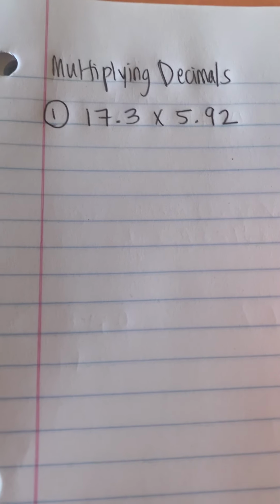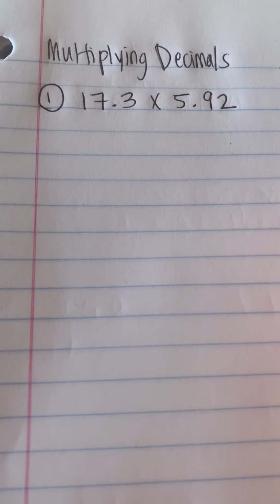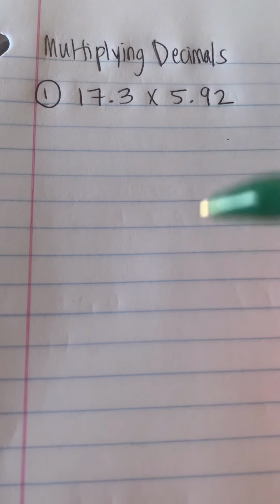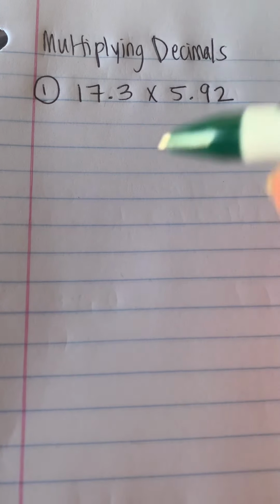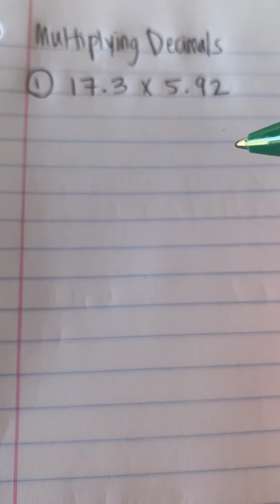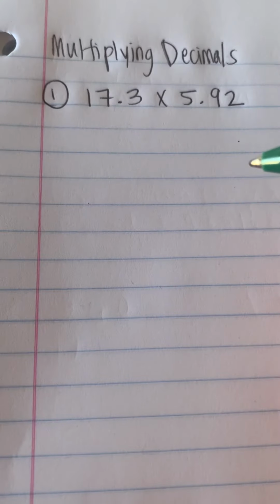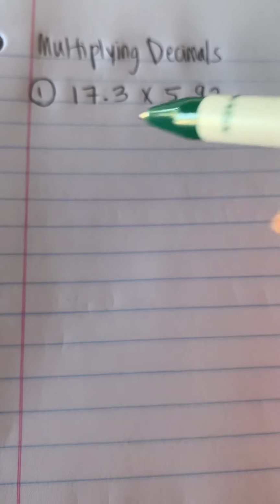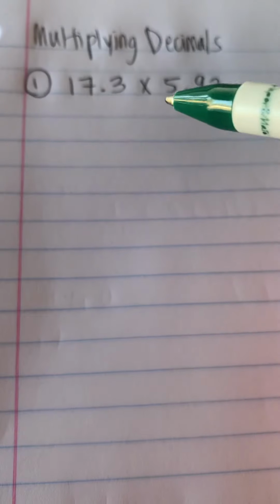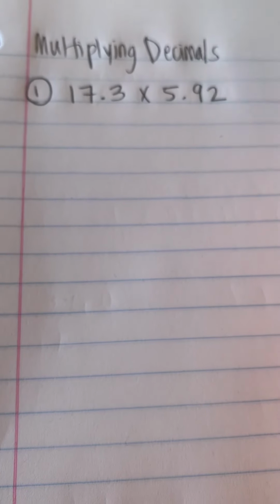All right, guys, so welcome to my multiplying decimals examples. I'm going to do a couple examples because I know sometimes, if I teach this through PowerPoint, it's a little harder to see because I can't do it live in action. So I'm actually going to make a video about this, and I'm going to show you how to do it. So usually in a problem like this, we have 17.3 times 5.92.